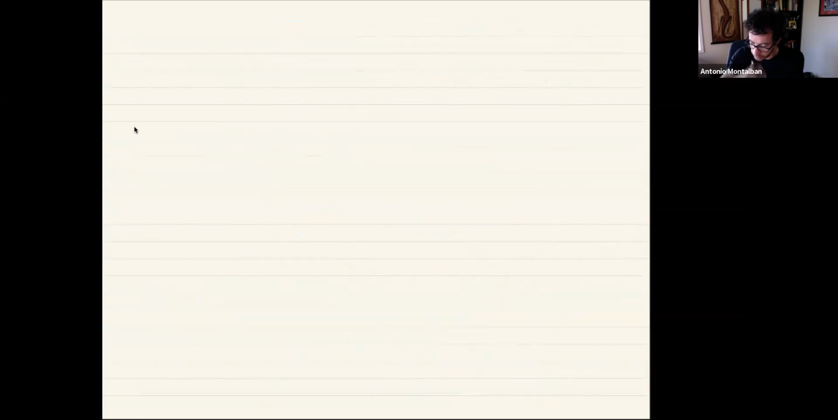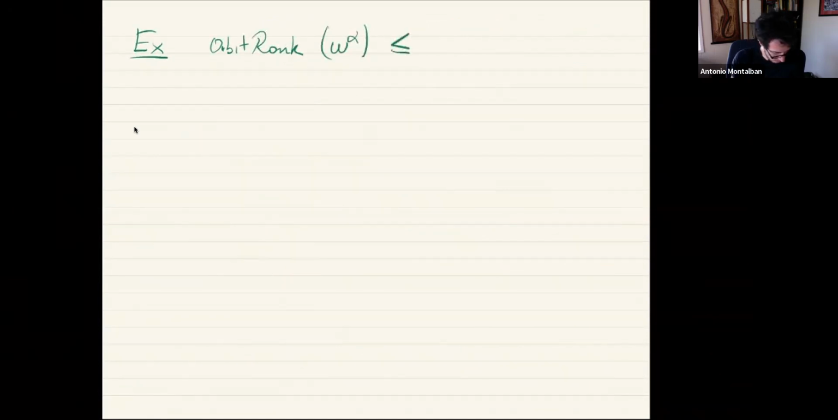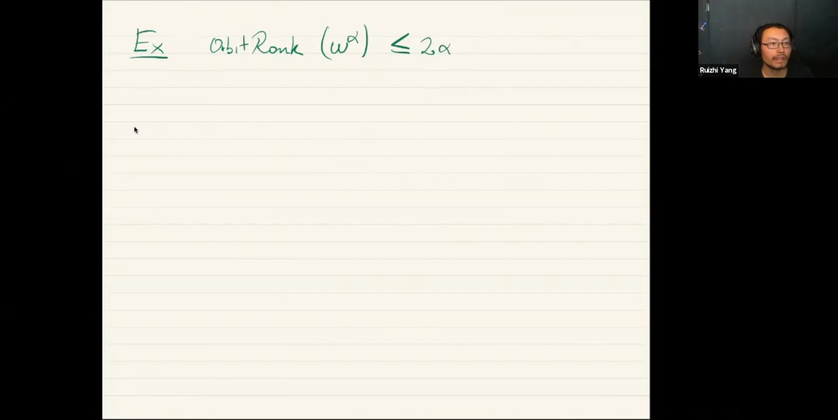I want to do one more exercise. I don't know if I put it as an exercise, or we can do it right now as you want. Exercise: the orbit Scott rank of an ordinal of the form omega to the alpha. What we can show with what we have so far is that it's less than or equal to 2 times alpha. Actually, it's equal, but we don't have the tools yet to show that it's equal. Hopefully by Friday. Luigi, what do you think? Should we do that now or leave it as an exercise? I think it's a good exercise if I give you a hint. Okay, you can leave it as an exercise.